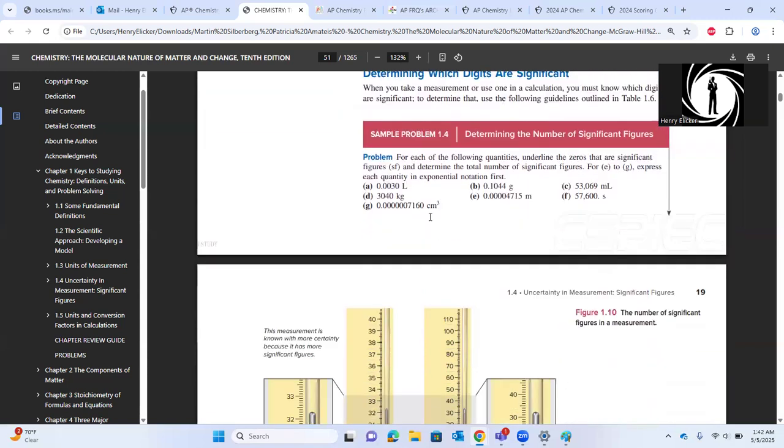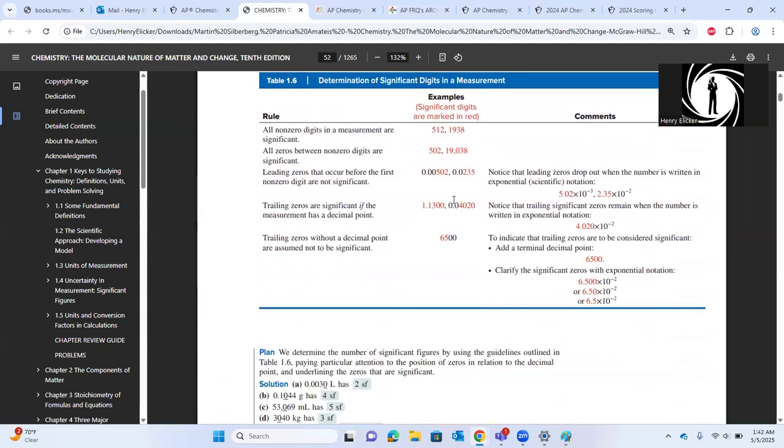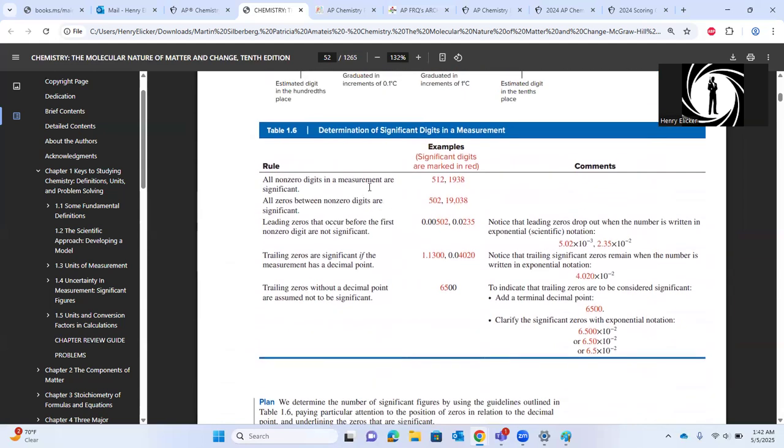So here's how you do sig figs. There are a couple of different rules. In general, it's pretty simple. Here are the rules. First of all, non-zero digits are significant. So look, 5, 1, 2, 1, 9, 3, 8, they're all significant just by virtue of not being 0. Simple. What about zeros between non-zero digits? Well, they are significant because they're in between two significant numbers. So notice the 0 sandwiched between 5 and 2 is significant. The 0 sandwiched between the other numbers is significant too.